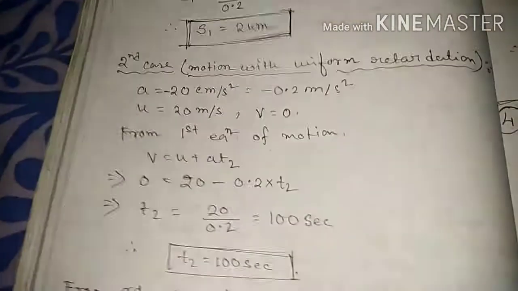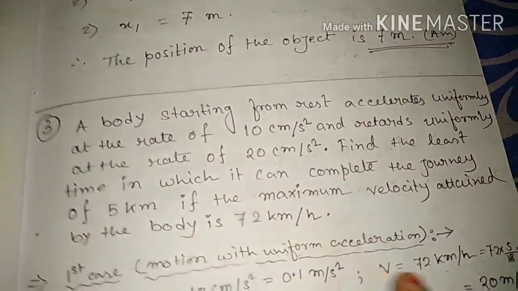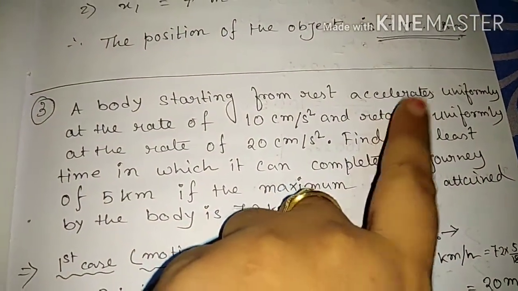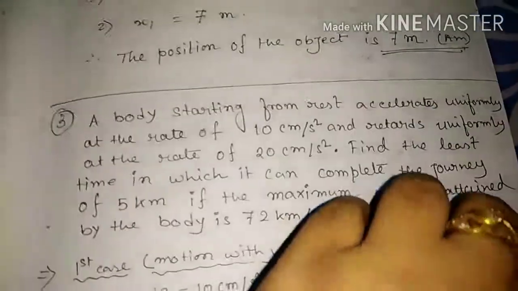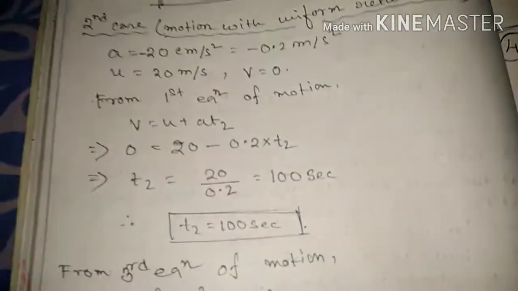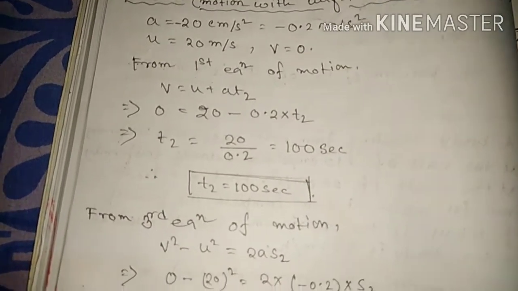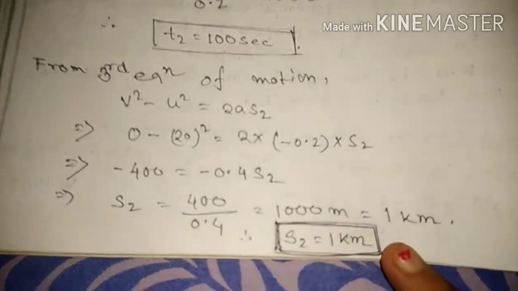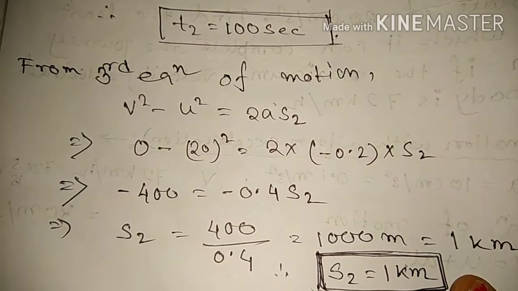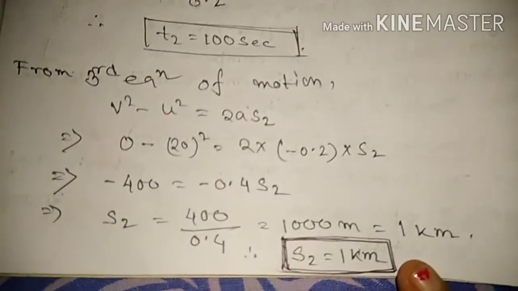Now why do we write here u equals 20 meter per second? Because when it retards, it has that final velocity from the first case. This velocity in the second case is the initial velocity. When it comes to rest, the final velocity will be 0. That's why we write here v equals 0. Clear? So t2 equals 100 second. Now we find the distance s2, how much distance it will cover, using the third equation of motion. After putting the values v equals 0, u equals 20, and a, we find out s2 equals 1 kilometer. s1 equals 2 kilometer, and s2 equals 1 kilometer.